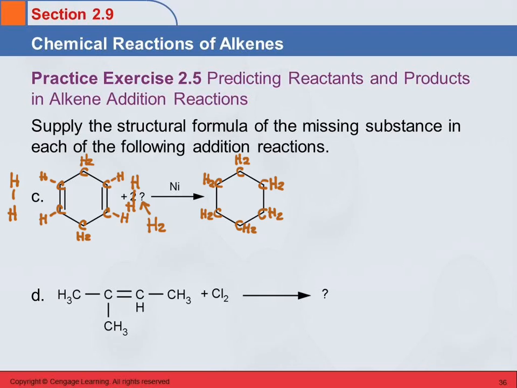How about this guy at the bottom? What's going to happen here? So that was a hydrogenation reaction for letter C. Letter D is what type of reaction? Halogenation, adding a halogen, chlorine. The chlorine's going to add across the double bond.